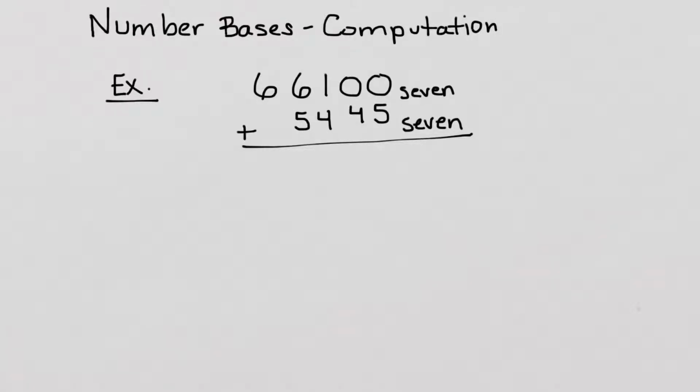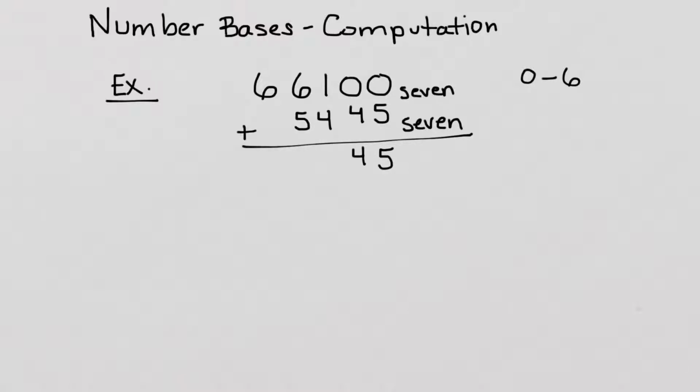Okay, in this video, we'll talk about how to do computation when we're working in other bases. So I'll start with this problem where I have 66100 base 7 plus 5445 base 7. So we'll start by adding 0 plus 5 is 5. That's easy enough. And 0 and 4 makes 4. And those are both good base 7 numbers because remember when we're working with base 7 that you can only have digits from 0 through 6.